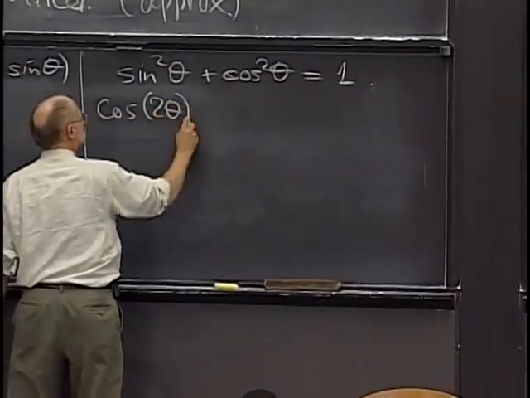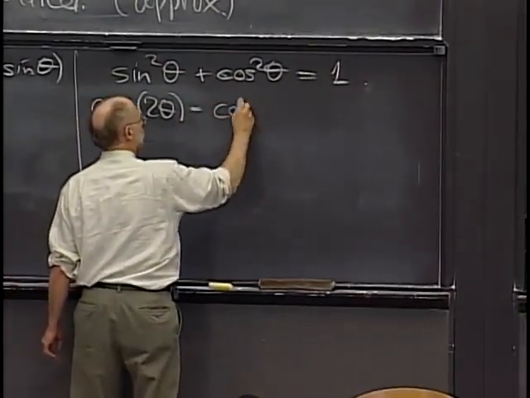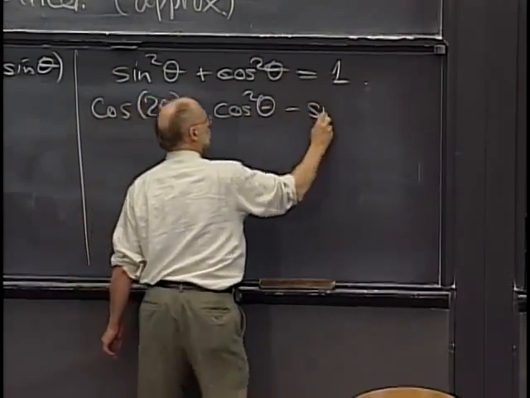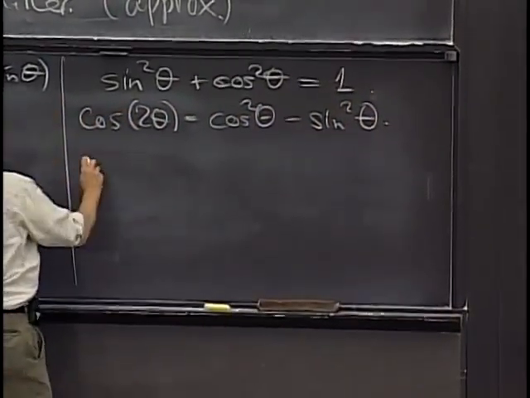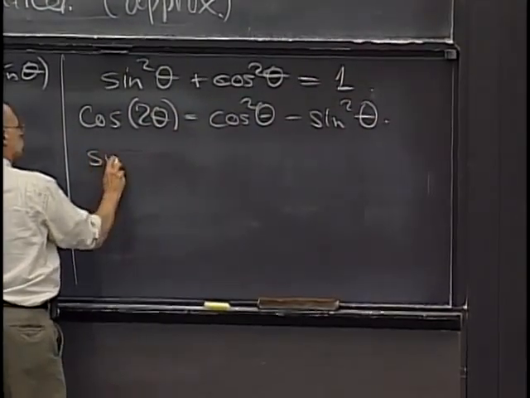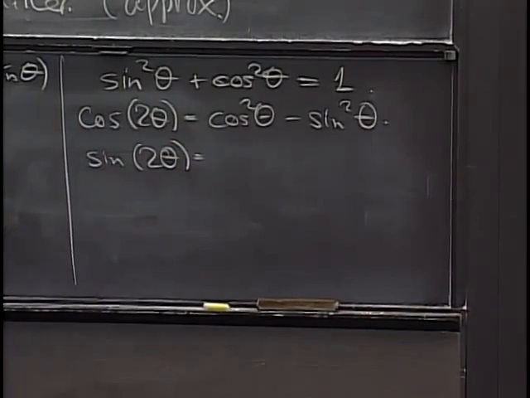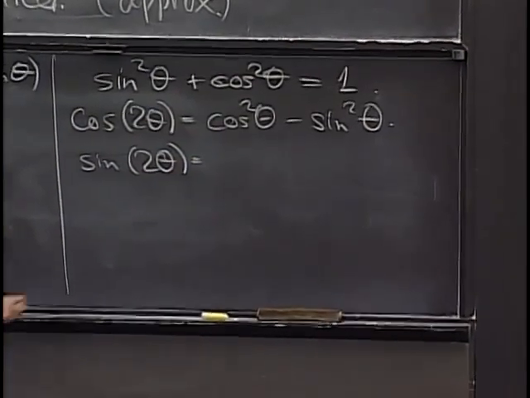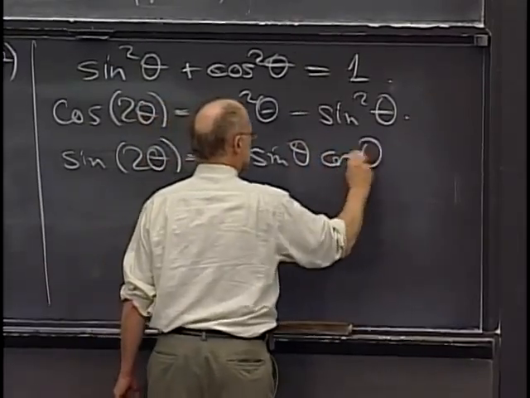Cosine of 2 theta, there's this double angle formula that says cosine of 2 theta is cosine squared of theta minus the sine squared of theta. And there's also the double angle formula for the sine of 2 theta. Remember what that says? 2 sine theta cosine theta.